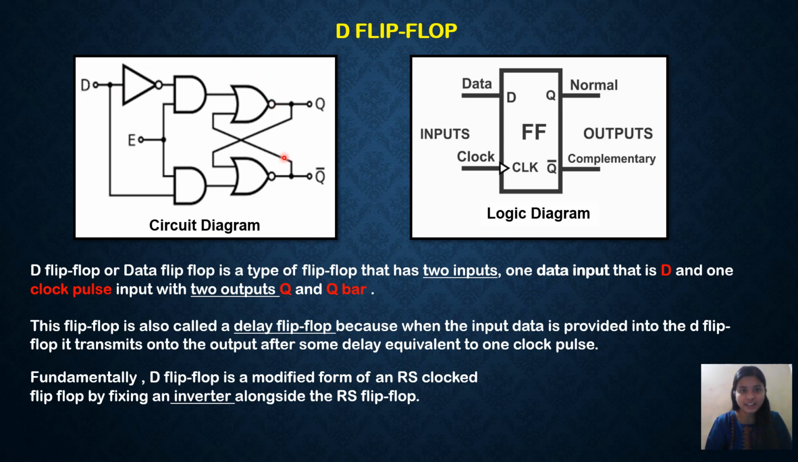Here's the circuit diagram of a D flip-flop. Basically, a D flip-flop is a modified form of a clocked RS flip-flop by fixing an inverter right over here. You can fix the inverter here also. That's not a problem. And this is the logic diagram of the flip-flop.